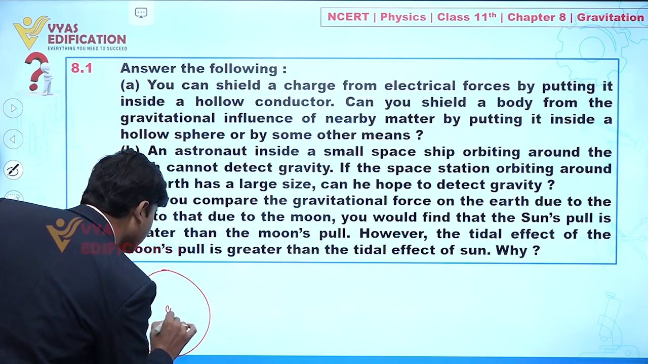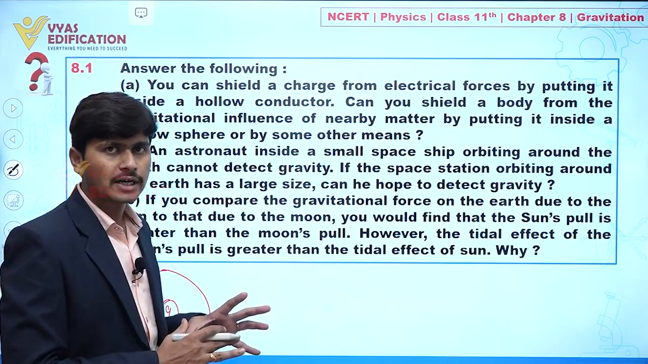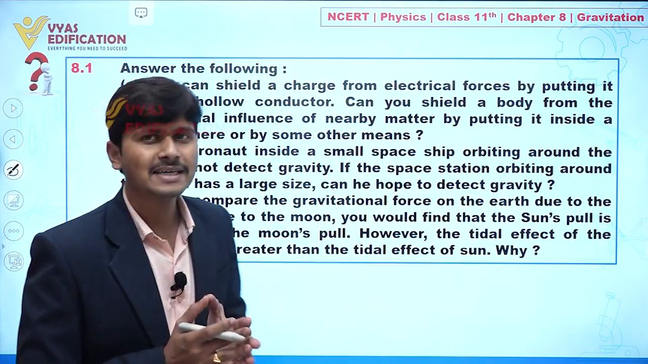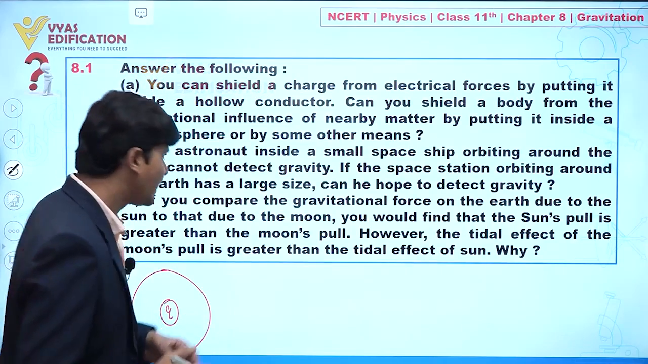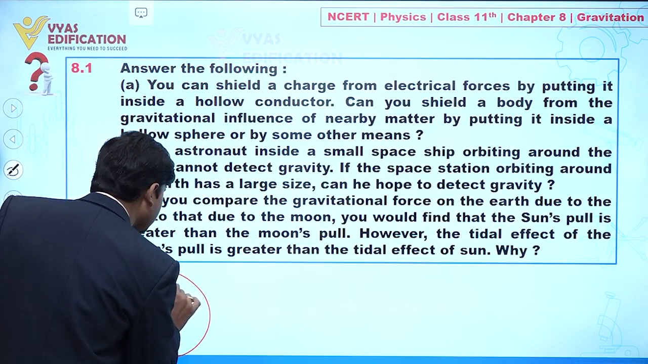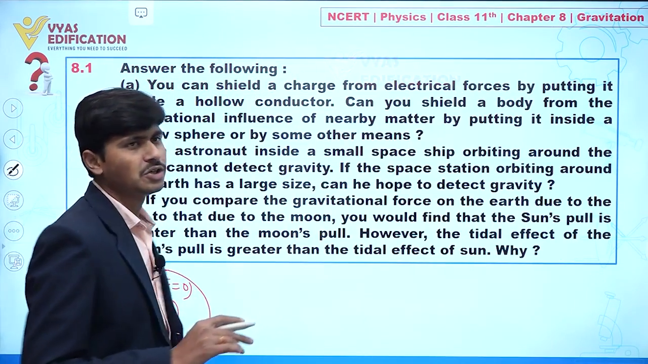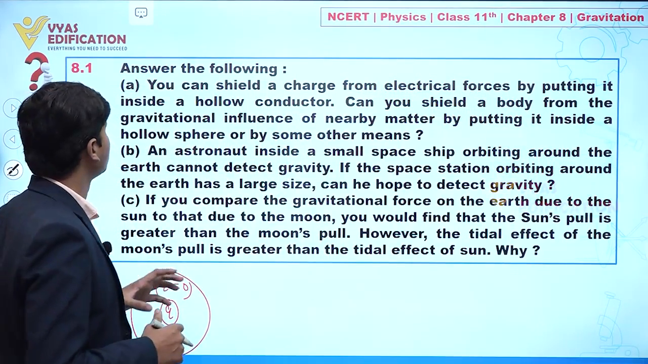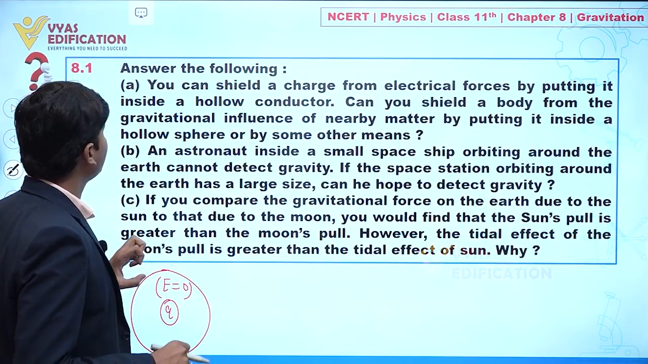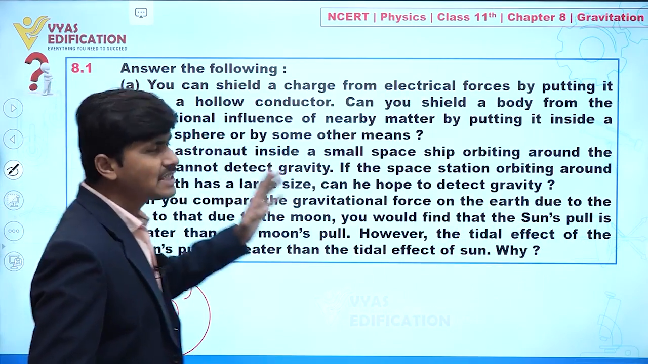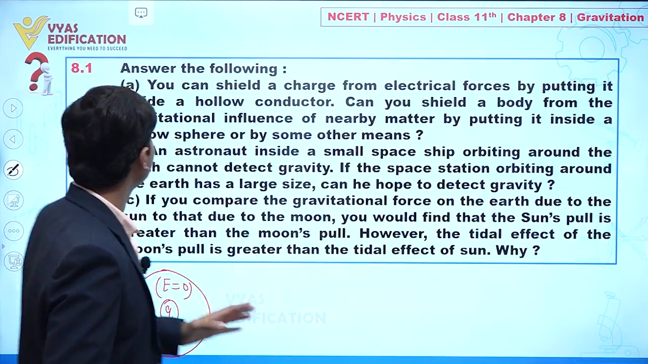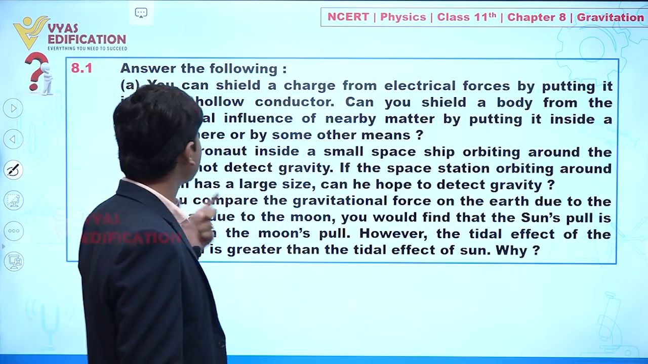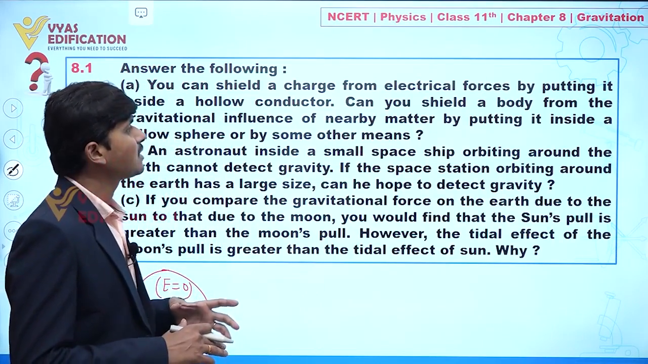Let's suppose I am placing a charge inside this hollow conductor. Now we know very well, if we are talking about a hollow conducting shell or hollow conducting sphere, at that time the electric field inside this hollow conductor is 0. So the electric field is 0 now, but it is given: can we shield a body from the gravitational influence of nearby matter by putting it inside a hollow sphere or by some other means?